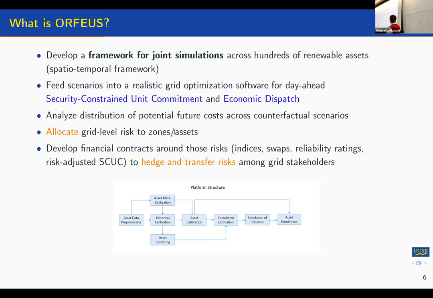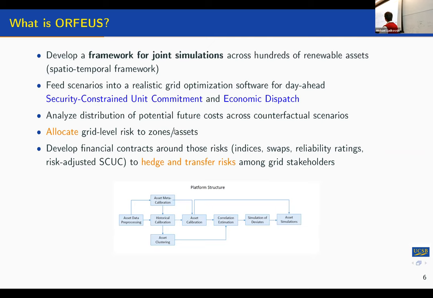There are multiple pieces of the Orpheus project. One of them is addressing what Mark was asking before about computationally being able to run the unit commitment and dispatch. But I'll be talking today about this joint simulations idea. The challenge is that I would like to do this across many, many renewable assets jointly. This question has been explored in lots of detail, marginally, one asset at a time, but getting the correlation structure across many assets is essentially an open problem. I think we're getting something which is state of the art, not perfect, but better than it used to be.